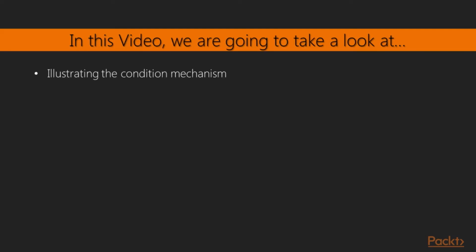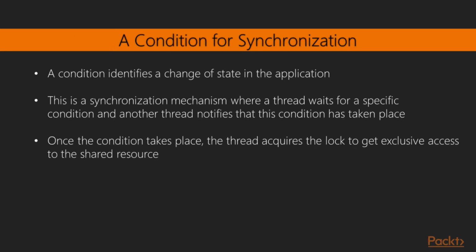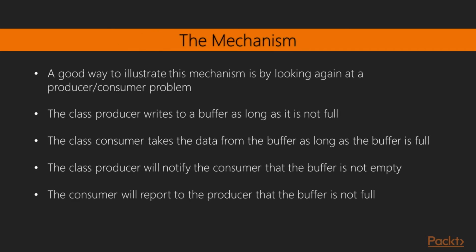In this video, we illustrate the condition mechanism and carry out the thread synchronization with condition. A condition identifies a change of state in the application. This is a synchronization mechanism where a thread waits for a specific condition and another thread notifies that this condition has taken place. Once the condition takes place, the thread acquires the lock to get exclusive access to the shared resource. A good way to illustrate this mechanism is by looking again at a producer-consumer problem.